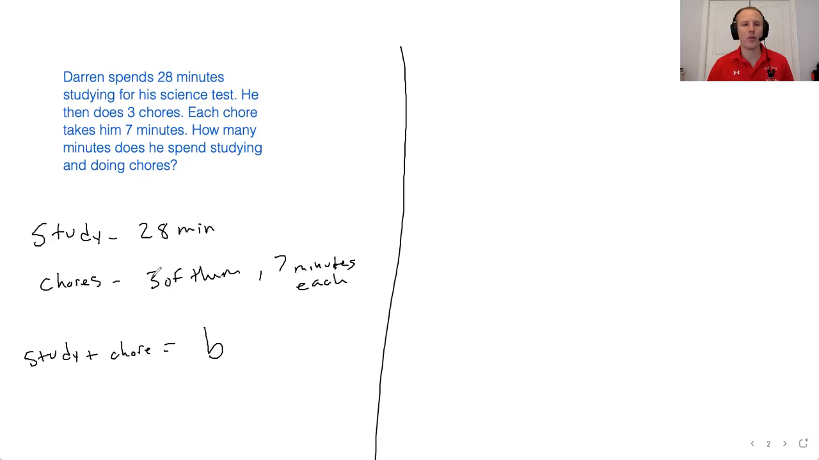Okay, so the studying, I don't have to do anything to that. That's just an amount. They gave us the amount already. We don't need to add or subtract, multiply, or divide. But the chores part we do, because he does 3 separate chores and each chore is 7 minutes. Now, think about that. That's a number of groups, 3, and an amount for each group, 7. So that's multiplication. We have number of groups and size of the group. So 3 times 7 is the first step. So I will say 3 times 7, that's going to give me the chore.